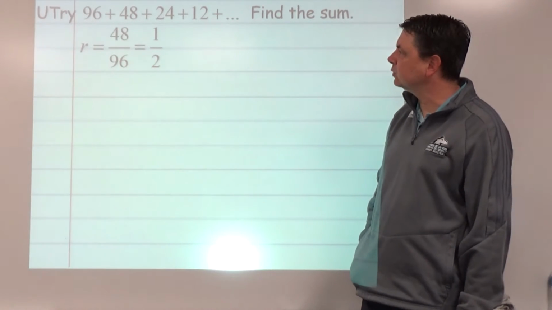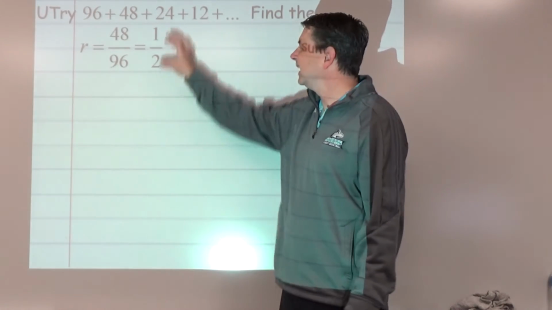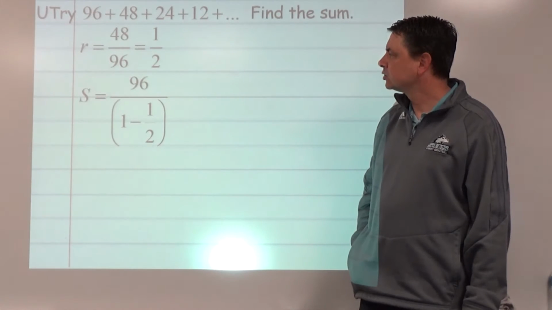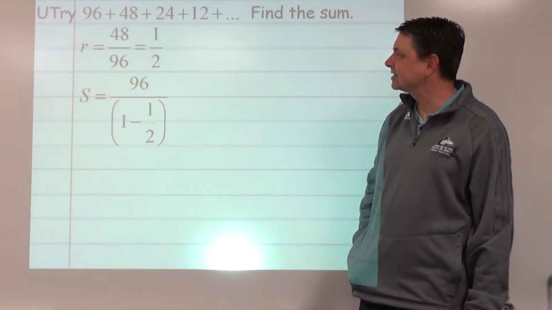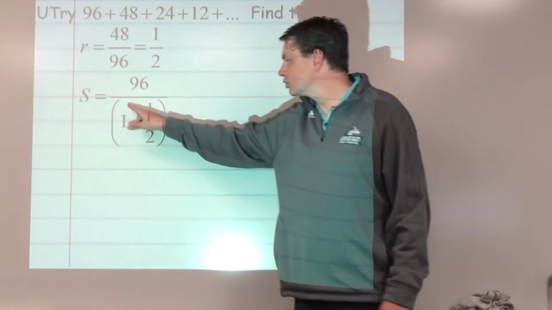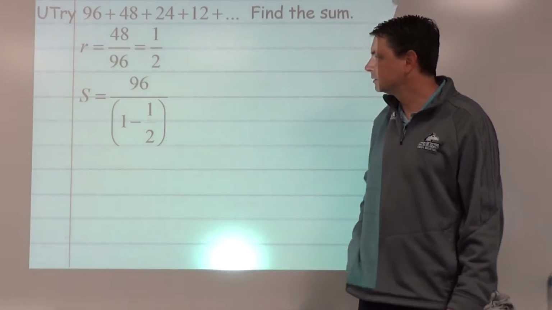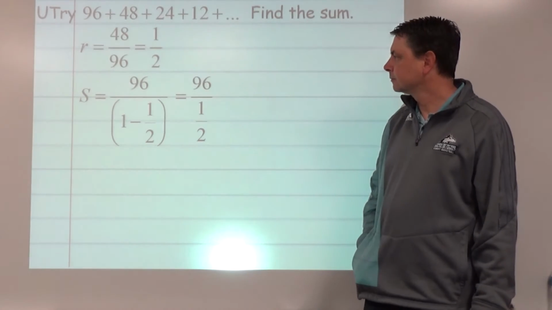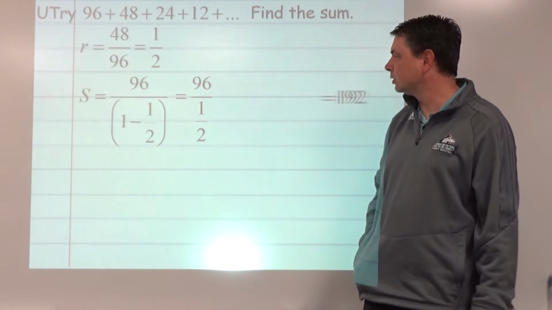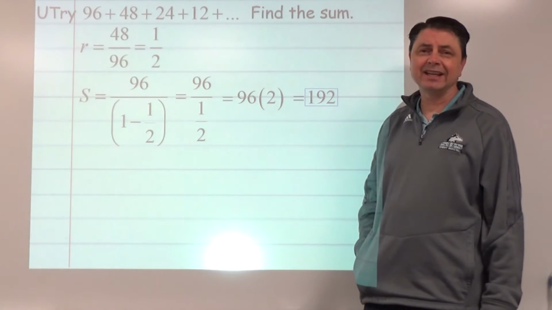Our R value is 48 over 96, or 12 over 24, and that's a half. So we're talking about 96 divided by 1 minus a half. 2 halves minus 1 half is 1 half. So let's not divide by the fraction. Let's multiply by the reciprocal. And you get 192.